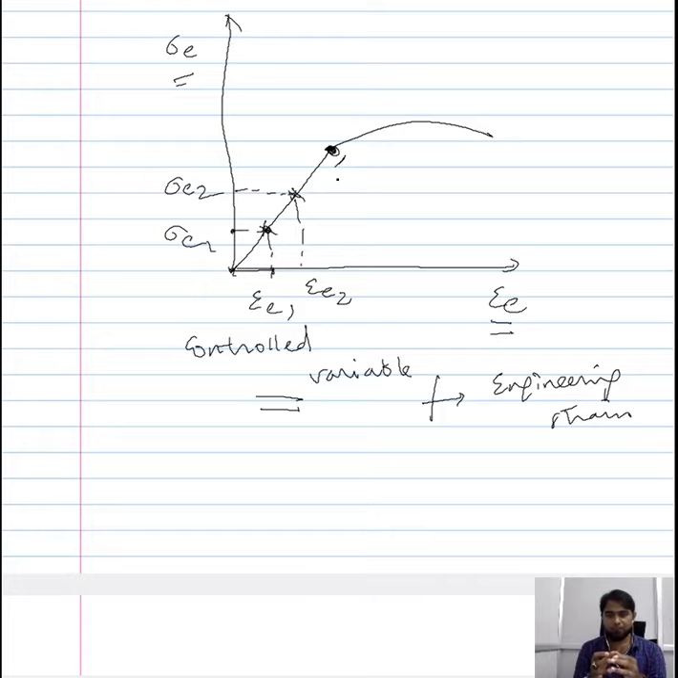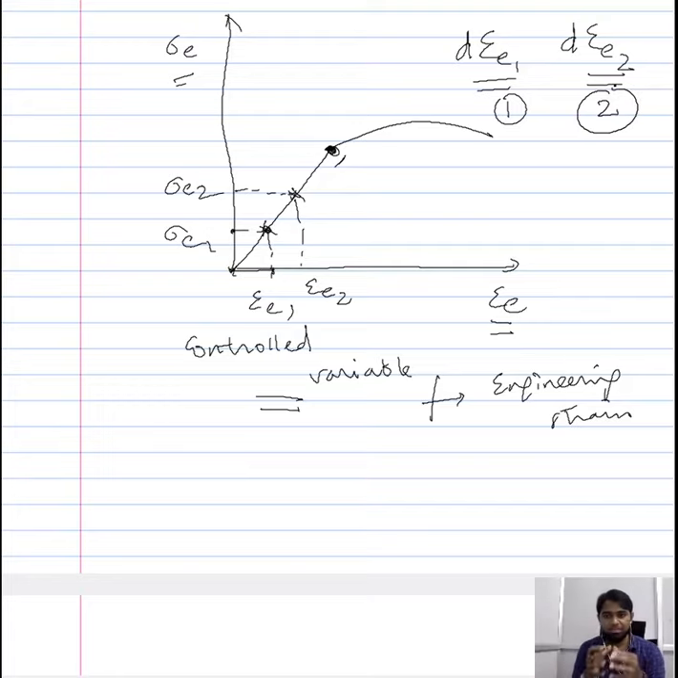Meaning, if you are able to introduce a very small amount of strain, so say for instance there are two machines that can introduce, say, d epsilon E1 and d epsilon E2. So this strain here is introduced by machine 1, and this strain here is introduced by machine 2. So this is the minimum limit that a tensile testing machine can introduce. So d epsilon E1 and d epsilon E2.